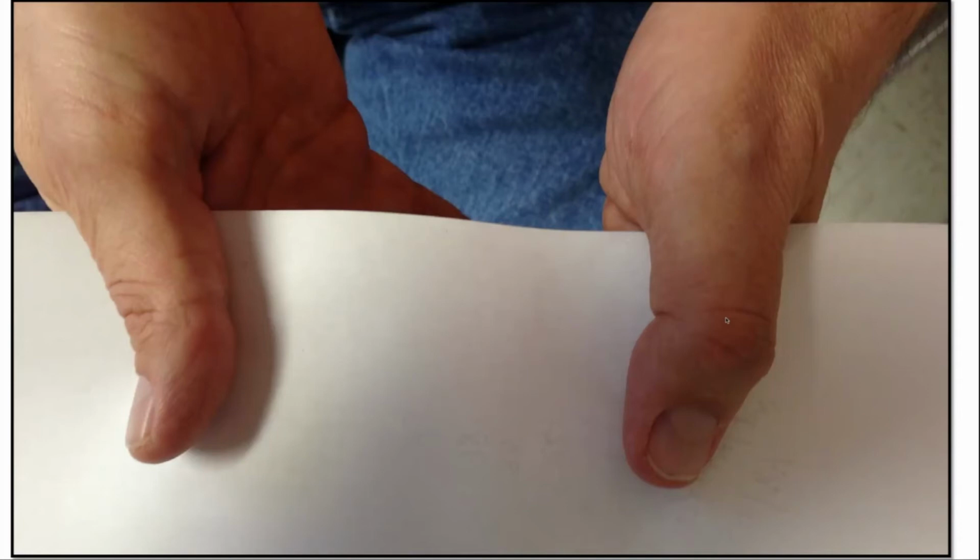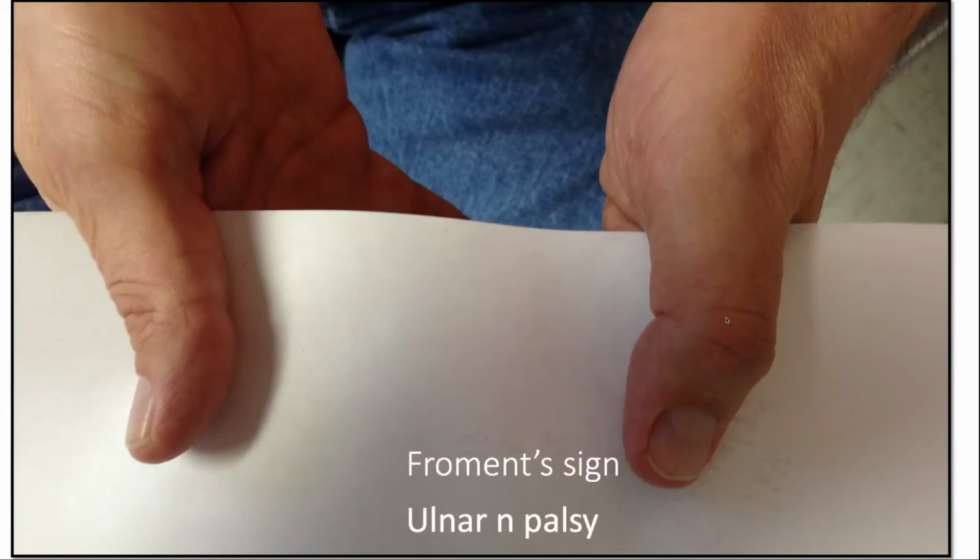Mm-hmm. You understand that? Yes, yeah, that makes sense. Do you know the name of this sign? I do. I didn't, but I do now. It's Froment's sign. Oh, who told you? I won't tell. You looked it up? Yeah. Okay, fair enough. So this is Froment's sign on the left side here, and that's a sign of an ulnar nerve palsy. Good.